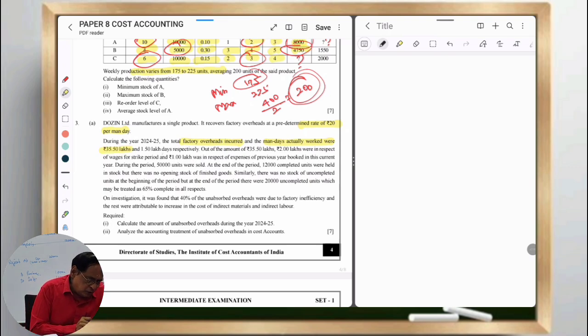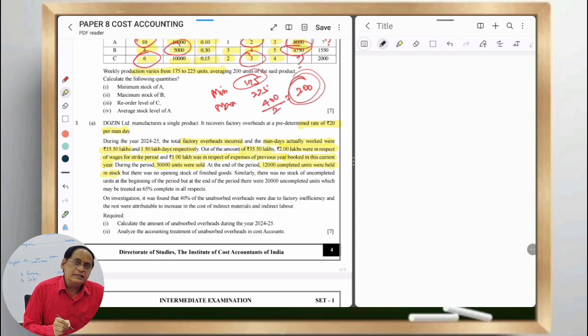And 1,50,000 days respectively. That means the man days actually worked is 1,50,000 days. And then the value is 35,50,000 in respect of factory overheads. Out of the amount 35,50,000, 2 lakhs were in respect of wages for the strike period. 1 lakh was in respect of expenses for the previous year booked in the current year. During the period, 50,000 units were sold. At the end of the period, 12,000 completed units were held in stock.